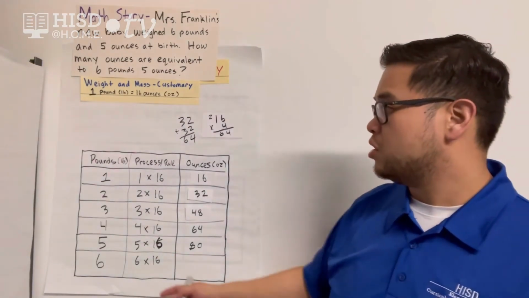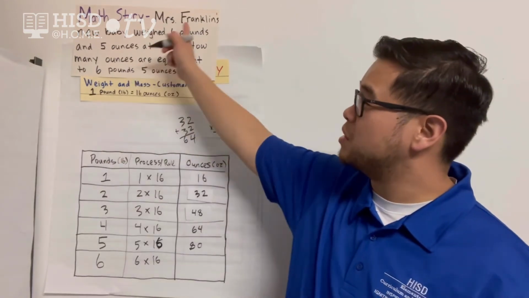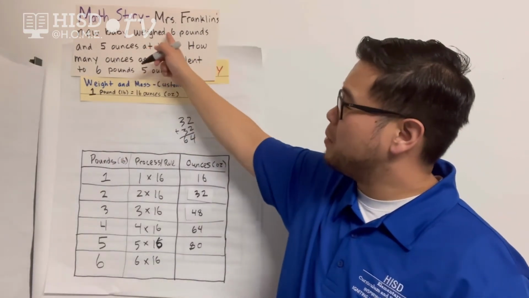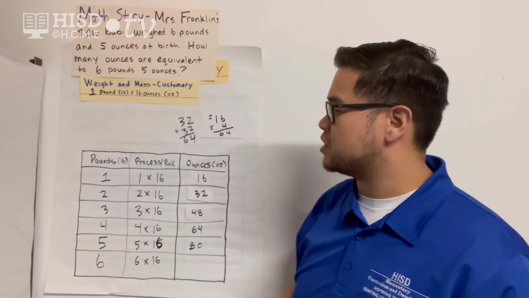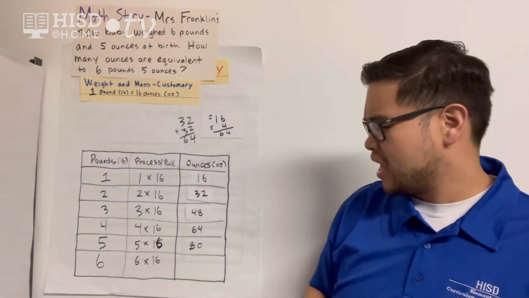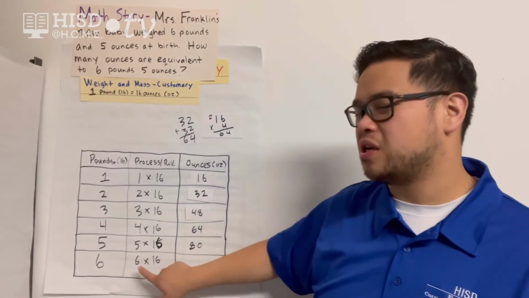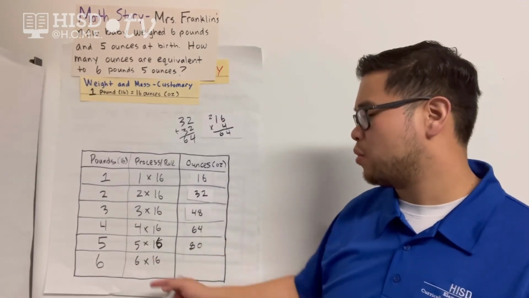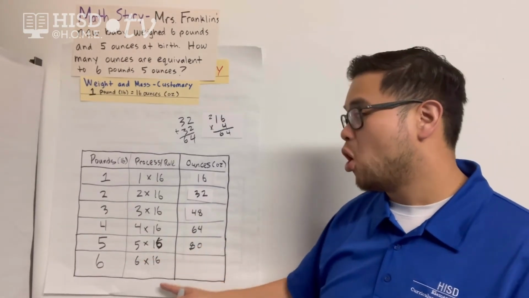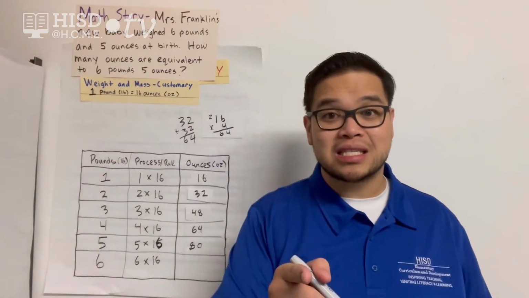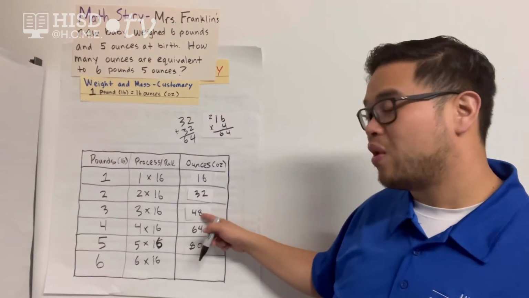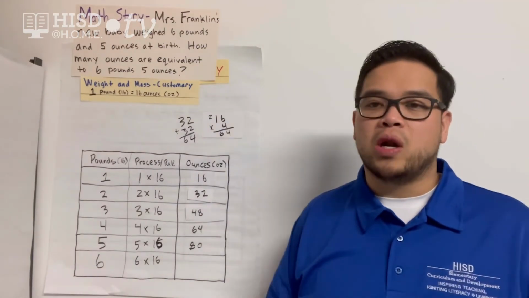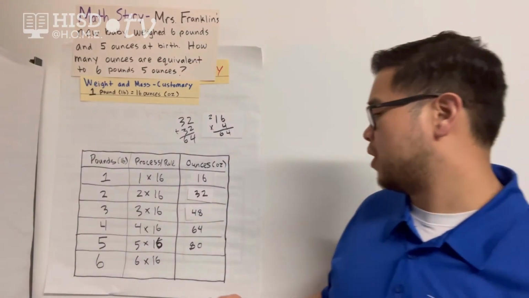And now, here's what we're looking for. Because we knew that Miss Franklin's new baby weighs 6 pounds and 5 ounces. Here's our 6 pounds. We have to convert it into ounces. Well, in order to do that, we're going to multiply 6 times 16. Or we know that 6 is double 3. So that means all we have to do is double 48. Whatever you prefer. I'll show you both ways.